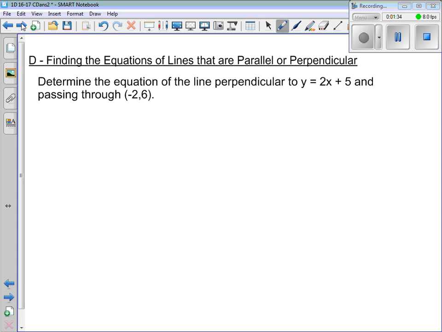All right, let's take a look at this question here. Determine the equation of the line perpendicular to y equals 2x plus 5 and passing through negative 2, 6. The way you want to set these questions up is you want to think about this in terms of two lines. There is the line that you are given, okay, and then there's the line that you are trying to find. Okay. Now, what do we know about this line that we are given? We are given the line y equals 2x plus 5.